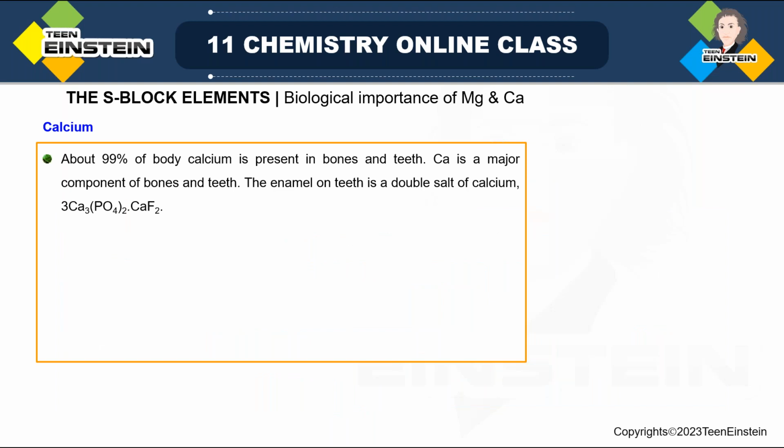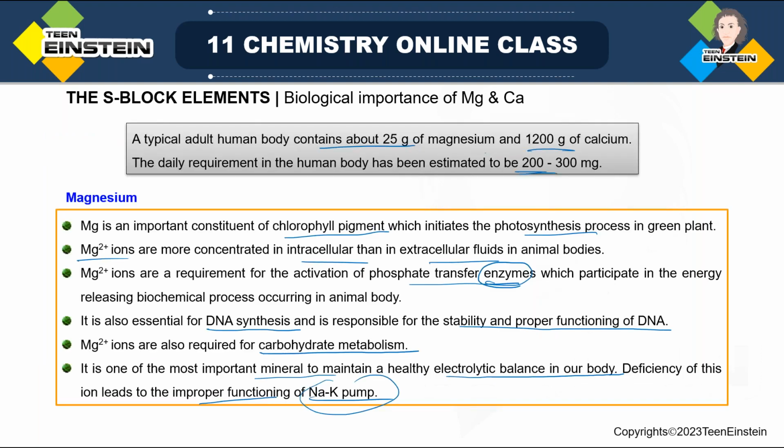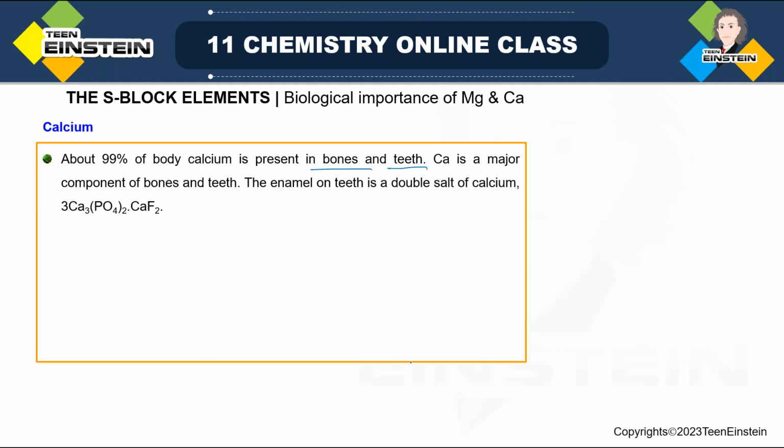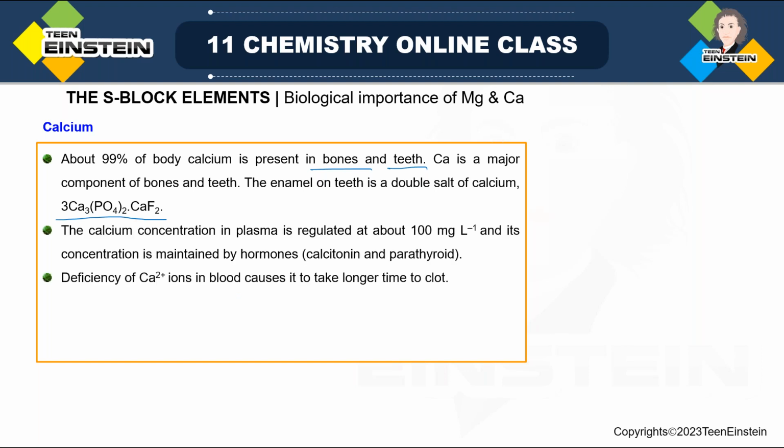What about calcium? 99% of body calcium is present in bones and teeth. So that is why its requirement is so high. In the previous slide, you have seen 1200 gram of calcium. That is the present. So it is because of these bones and teeth. Enamel on teeth is a double salt of calcium. So this is the formula for the enamel present in teeth.